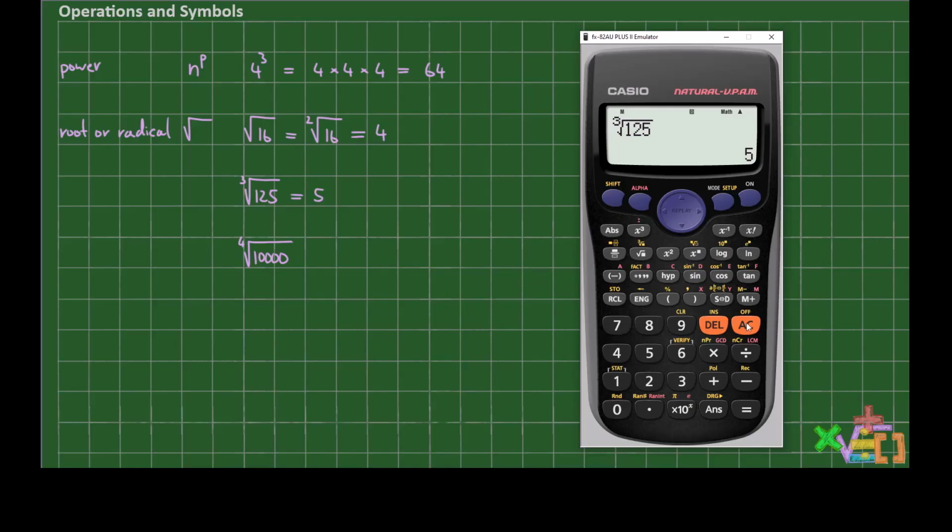Powers and roots are linked. I can use one to check the other. So in this case, I can enter 5 raised to the power of 3, and I'm hoping to get 125, which is what indeed happens.